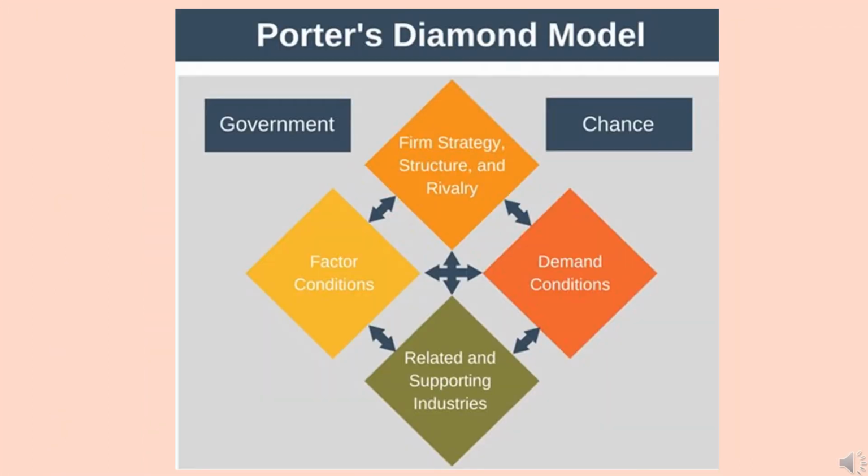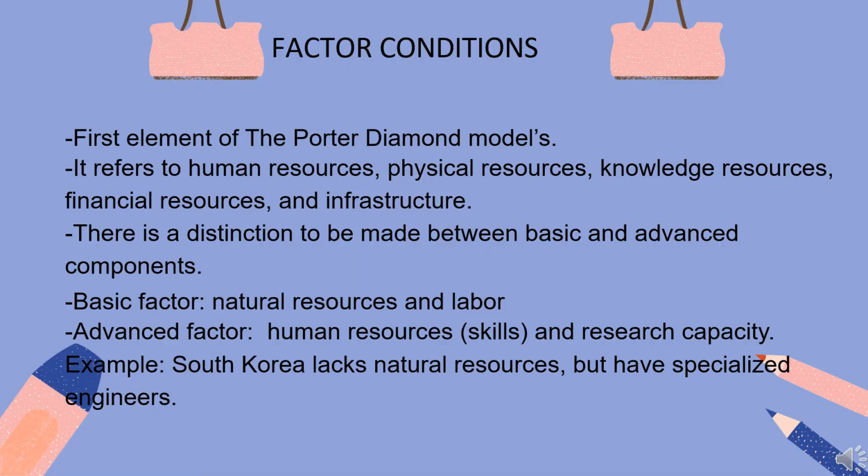This theory is called the diamond model because it is shaped like a diamond and it can be divided into four main categories and another two factors. The first element of Porter's Diamond model is factor conditions.